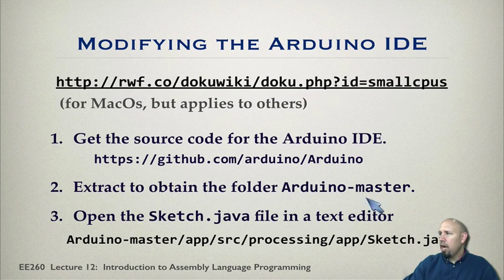So when you extract that zip, or when you unzip it, you will get this folder, Arduino Master. Within that folder, if you dig down, you will find the sketch.java file. If you go inside the Arduino Master folder, look in the app folder, inside the source folder, inside the processing folder, inside the app folder, you'll find that sketch.java file. It's just a text file, so you open it up in a text editor.